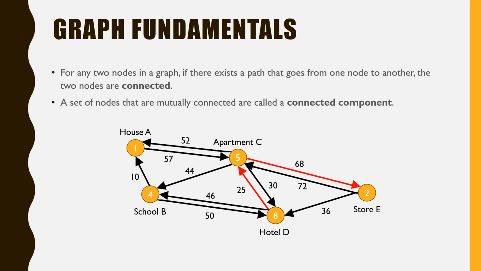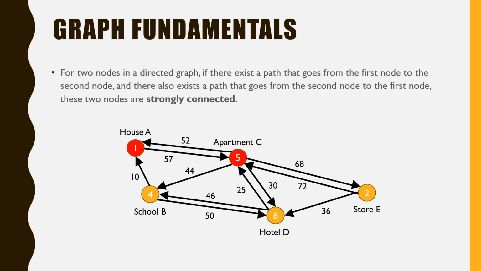To find out whether you can travel from one location to another, you must check if a path exists between them. In a graph, if there is a path from one node to another, those nodes are considered connected. When every node in a set is connected to every other node in the same set, that set of nodes forms a connected component of the graph.